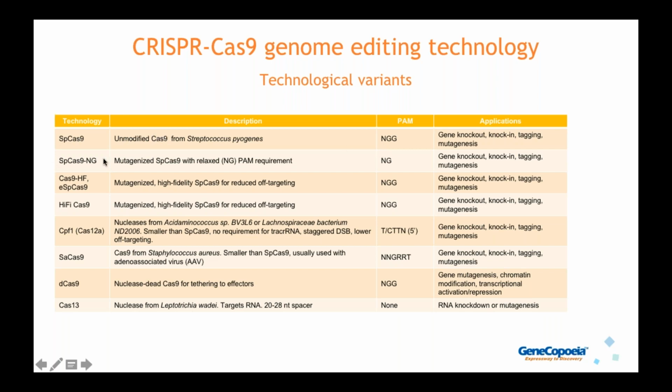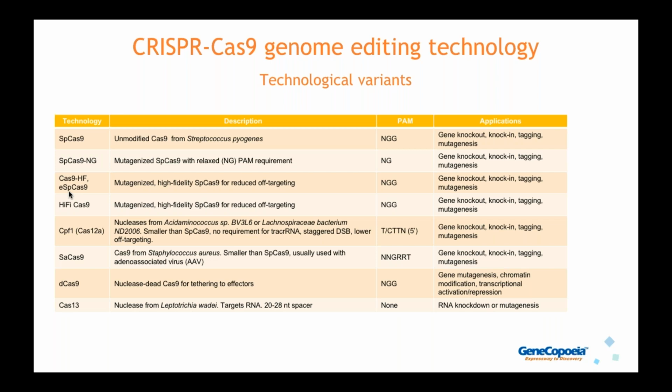But there's also a recently developed variant called SP-Cas9NG, which actually only requires an NG PAM. This only came out a few months ago. It's fairly new, and this is nice because it gives you broader target site specificity, so you can find your target region in more places in the genome. Also, a number of variants have been developed that address some of the off-targeting issues of Cas9.